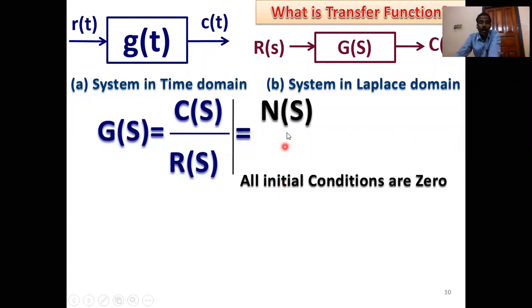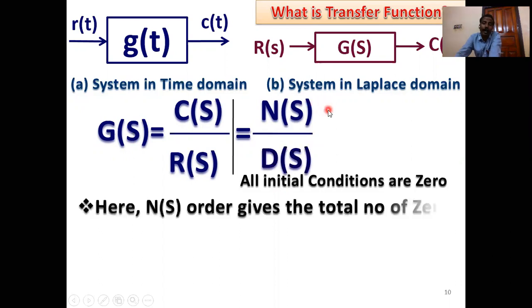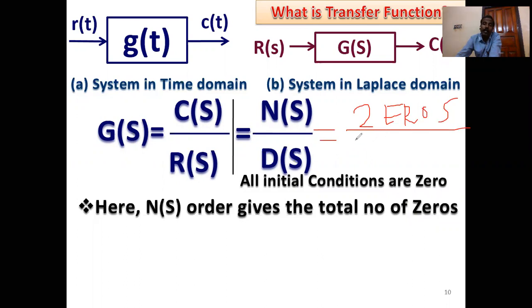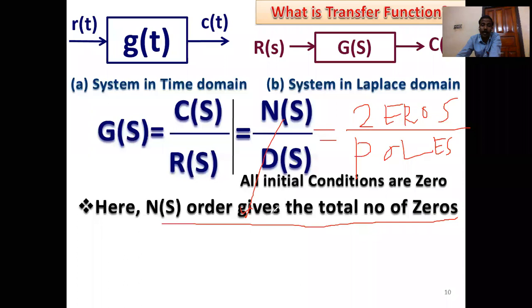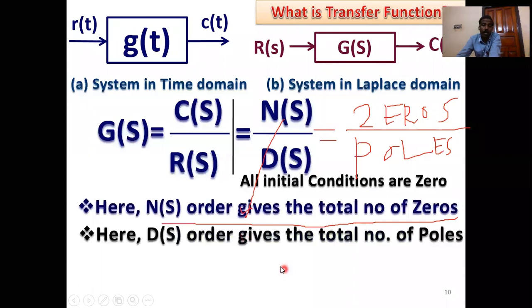And this is equivalent to N of S divided by D of S. What is N of S? N of S is called the numerator polynomial, and D of S is called the denominator polynomial. The numerator gives the zeros of the system, and the denominator gives the poles of the system. So the order of N of S gives the total number of zeros, and the order of D of S gives the total number of poles.